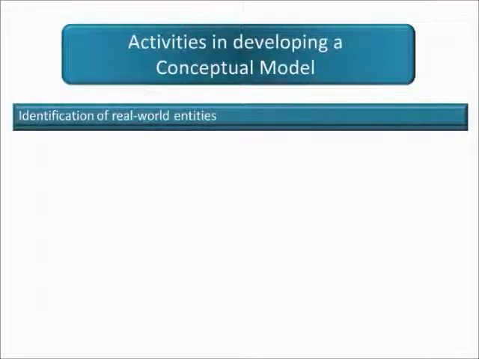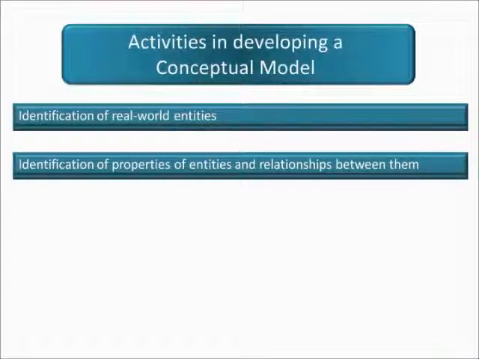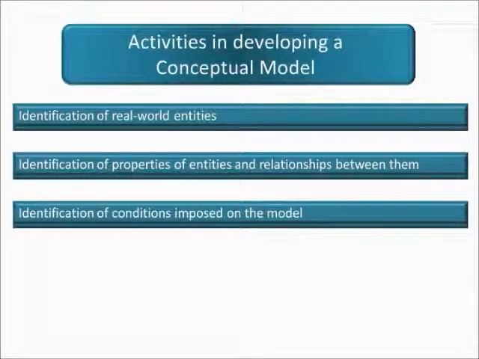Having identified entities that are of key significance to the system, we need to identify their properties and the various relationships between them. For example, in the case of a hospital system, patients are likely to have properties such as their name and age, and to be related to wards by virtue of the fact that each patient is on a particular ward. Identification of the conditions that will be imposed on the model.